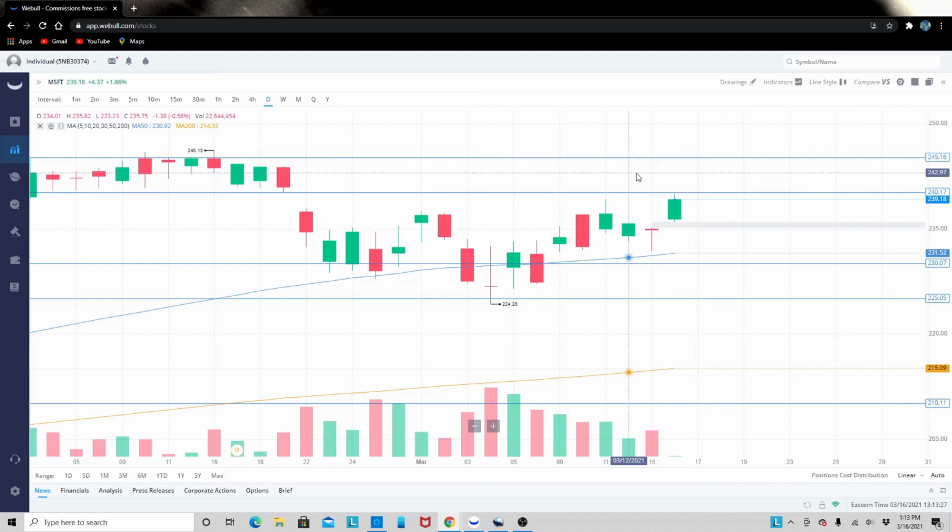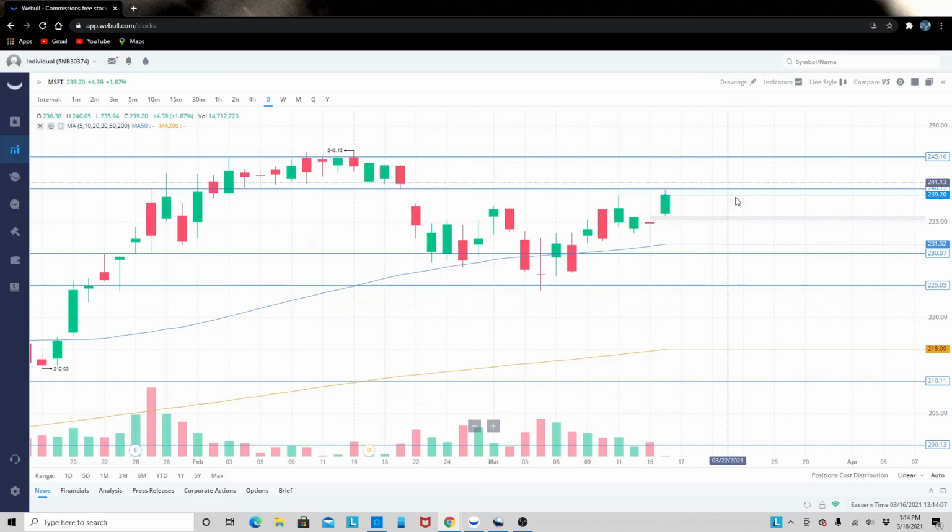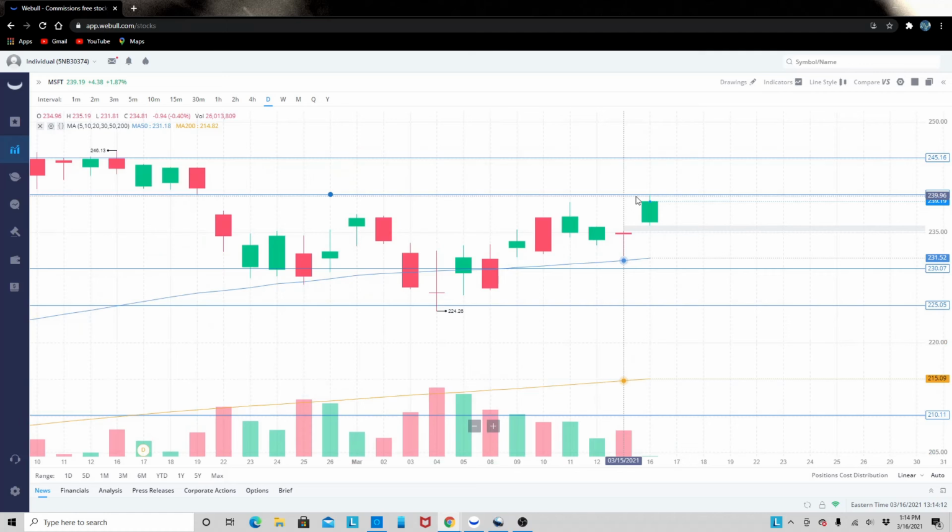So it looks like Microsoft is recovering from this correction, and it is trading in between two support and resistance areas. It's getting close to our resistance here at 240. So I would be watching that if you're looking to trade this. This is a selling point right up here. The support was at 230, and the resistance is at 240. So that's something to look at if you're trading this right now.